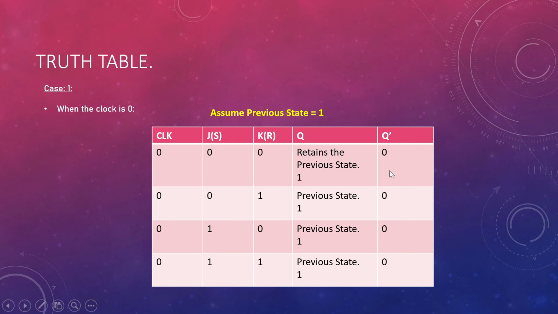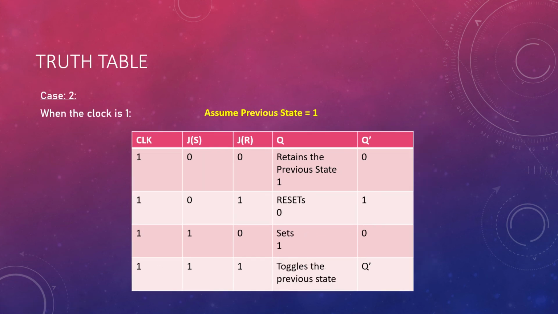Remember it, and that's what is reflected in the table. The clock is 0, J is 0, K is 0, it retains the previous state 1. Clock is 0, J 0, K 1, previous state. Clock 0, J 1, K 0, previous state. Clock 0, J 1, K 1, previous state. That's it. Just close your eyes and that would be the previous state whenever the clock is remaining 0. This is a rule and remember it.